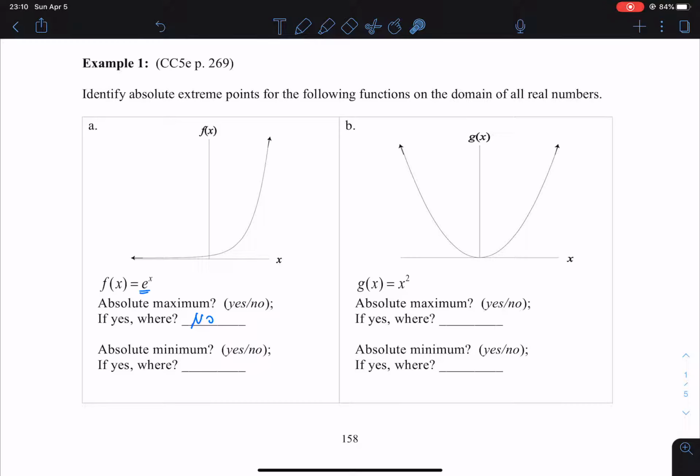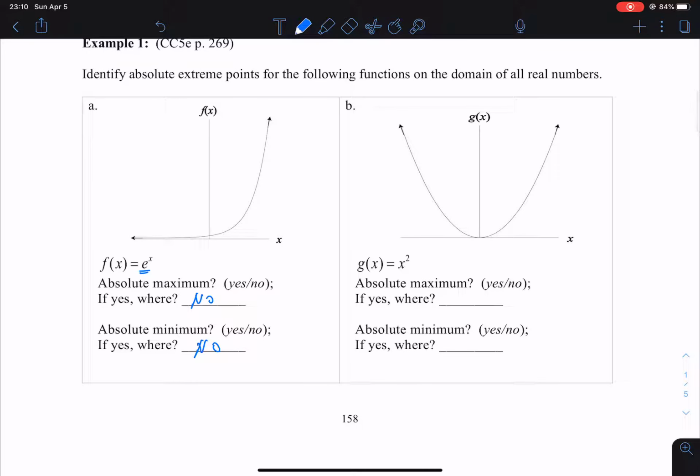And even for this function, we don't have a relative maximum. We don't have a relative minimum. And we don't have the two endpoints for us to compare with. So that means for this one, we don't have absolute extreme points. And then next, let's check example B.